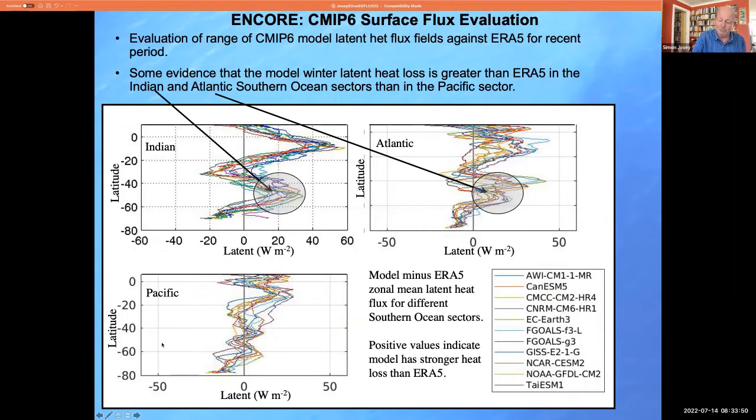And that comes back to the point I made earlier, where we can try and get an observational constraint, which is asymmetry based between the Indo-Atlantic and the Pacific sectors. That could be a very useful way of constraining these models.